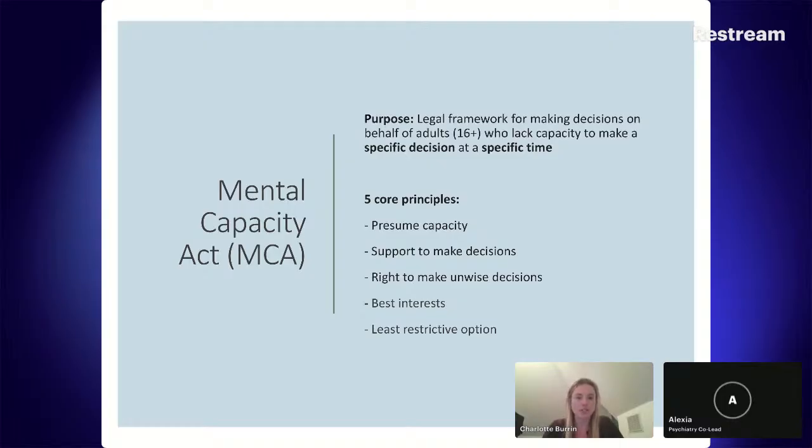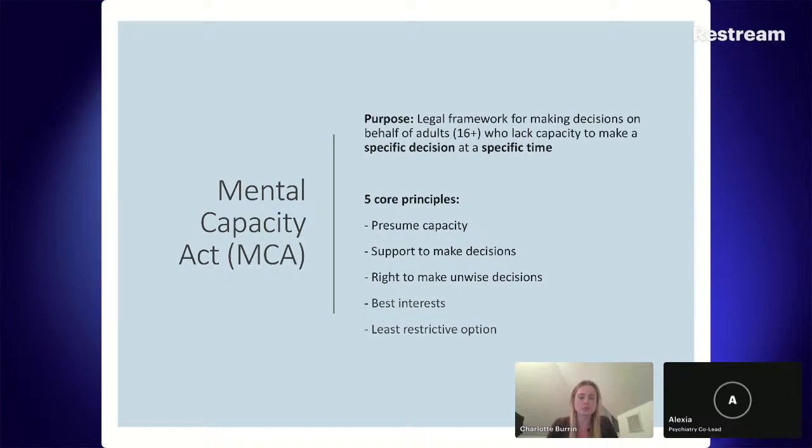The Mental Capacity Act is a legal framework for making decisions on behalf of adults, and here adults refer to over 16s, who lack capacity to make a specific decision at a specific time. And it's really important to note the specific decision, specific time part. You will most definitely come across people who will ask you, does the patient have capacity? Or will broadly say that a patient doesn't have capacity without saying what for. And you always need to think about capacity for what and when this was assessed.